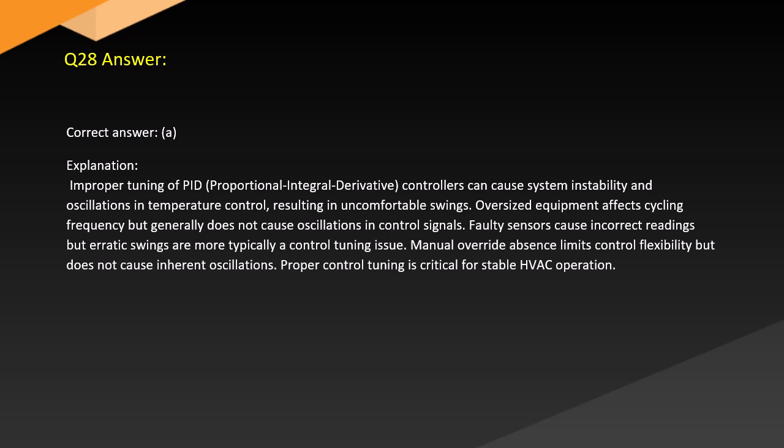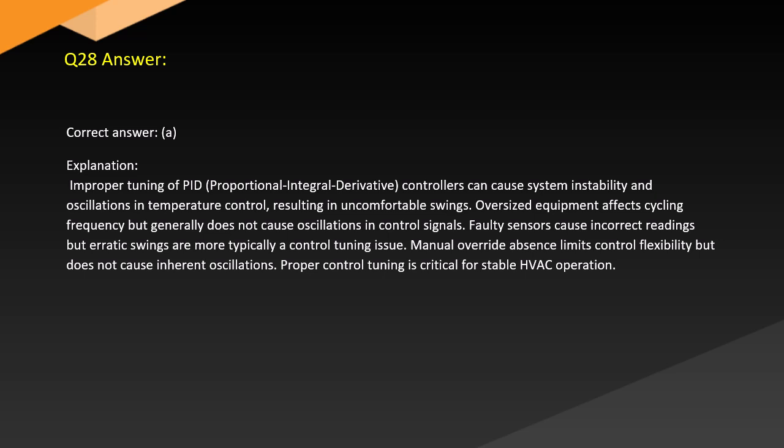Answer. Correct answer, A. Explanation. Improper tuning of PID, proportional integral derivative, controllers can cause system instability and oscillations in temperature control, resulting in uncomfortable swings. Oversized equipment affects cycling frequency but generally does not cause oscillations in control signals.